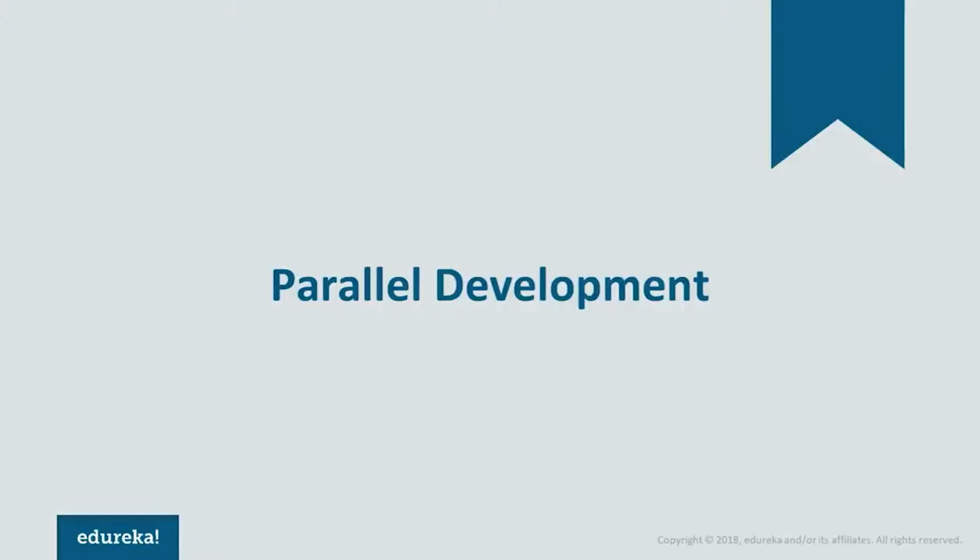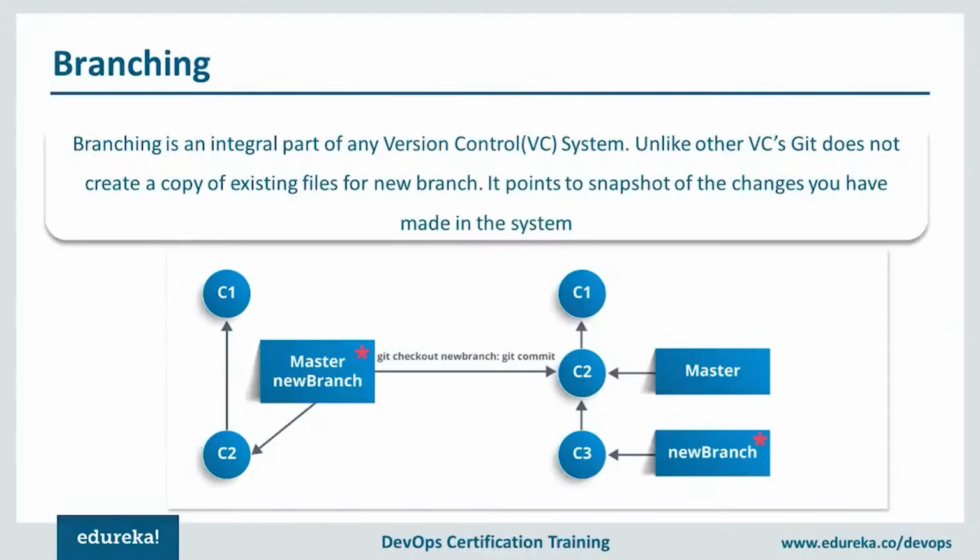Well, let me tell you that Git not only provides a simple workflow, but it also provides parallel development or non-linear development. Well, when I say parallel development, I mean various operations that Git provides. Git provides three main operations: branching, merging, and rebasing. With rebasing, various other concepts come like reverting and resetting.